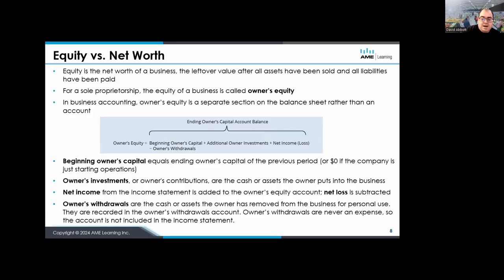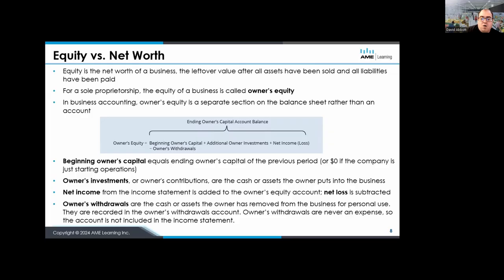Now, net income from the income statement gets added to the owner's equity account. So if they have a profit, which would be a net income, it's going to be added to the owner's equity. Now, a net loss is going to be subtracted. And obviously, if a business is always running a net loss, then it's going to chip away at the amount of equity that the owner has.